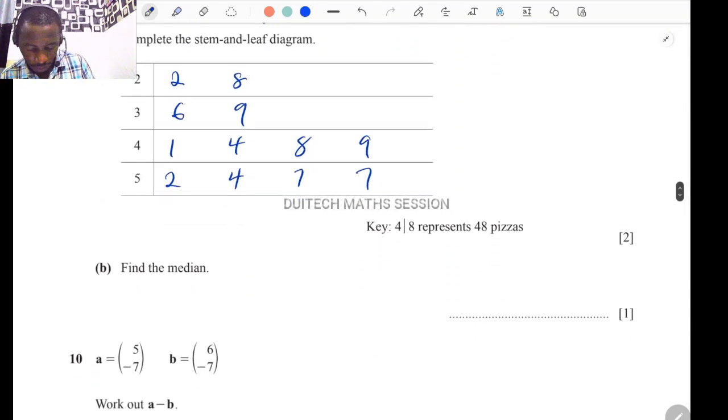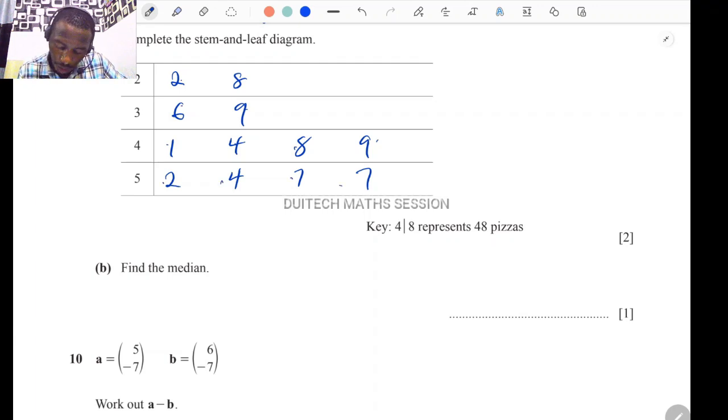So the next thing we want to do here is find the median of these values. How do you find the median? The median is always the middle number. So we find it by locating the middle number. If we count how many numbers we have here: 1, 2, 3, 4, 5, 6, 7, 8, 9, 10, 11, 12.